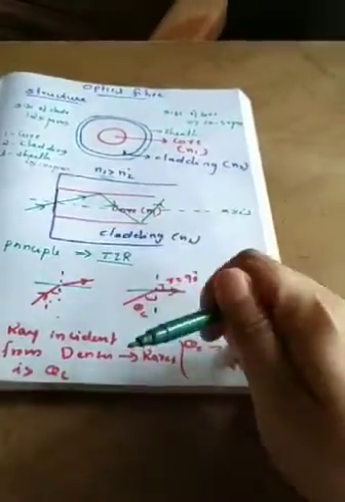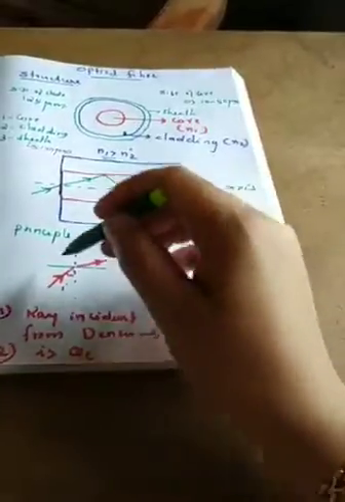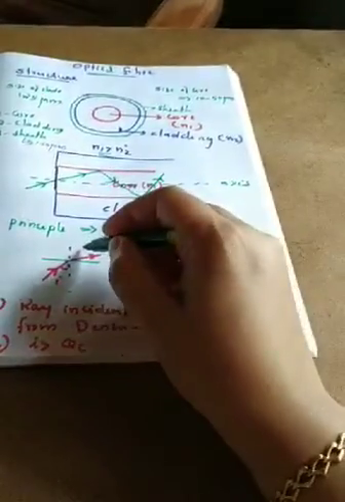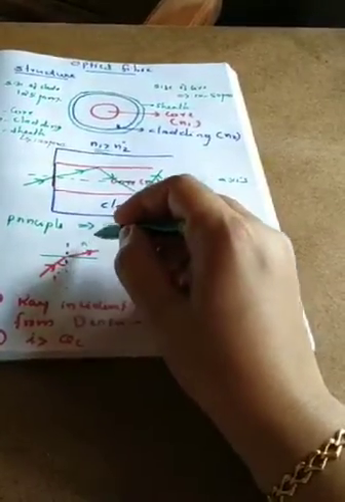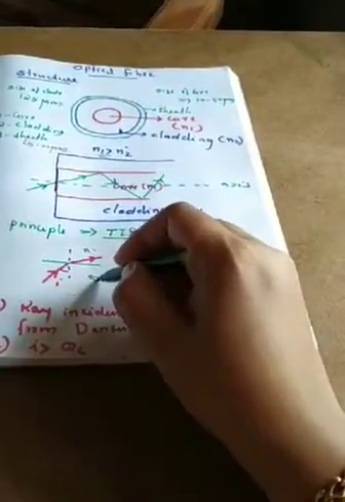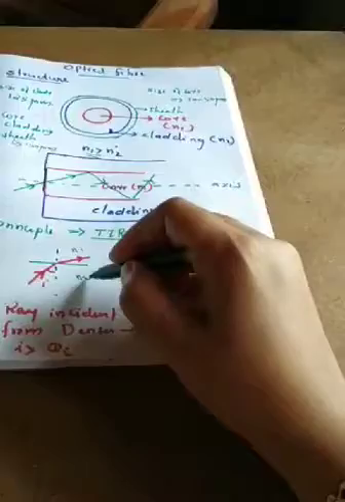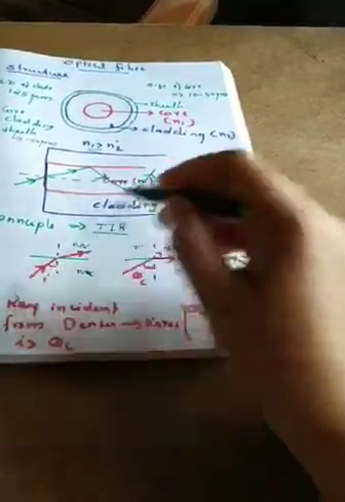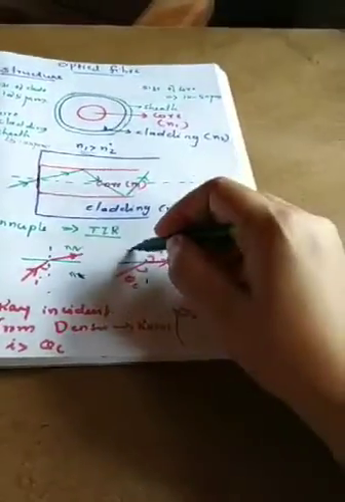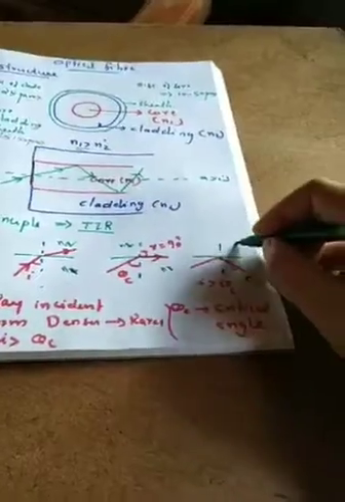So here we consider two media. The first medium has refractive index n1, and the second medium has refractive index n2. Here we consider n1 and n2.